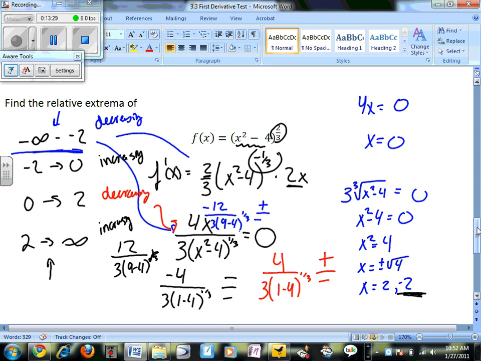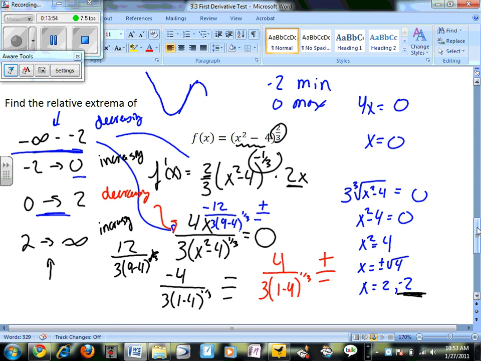All right, we look. What is it doing at negative 2? Well, before it gets to negative 2, it's decreasing, and then when it gets to negative 2, it changes to increasing. So at negative 2, we are going to have a minimum. All right, and then we look between negative 2 and 0. What's it doing? It's increasing until it gets to 0, and then on the right side of 0, it's decreasing. So I'm going to have a maximum at 0, a relative max.